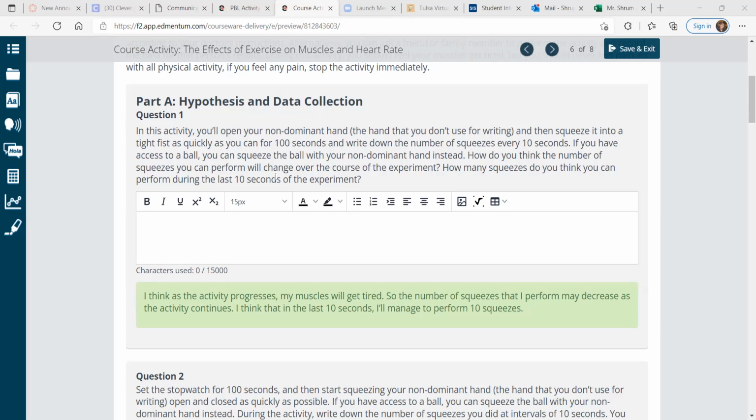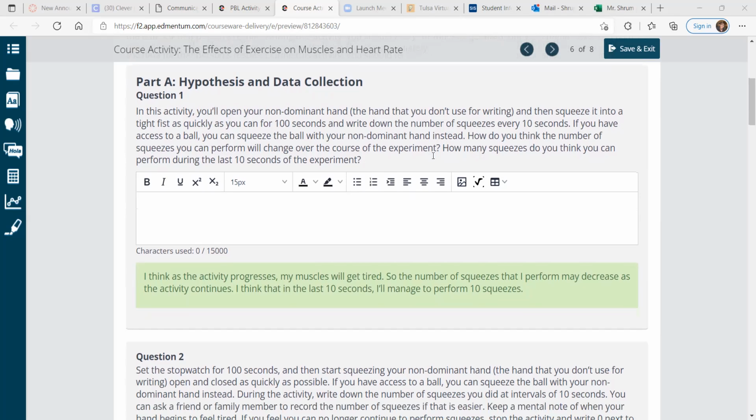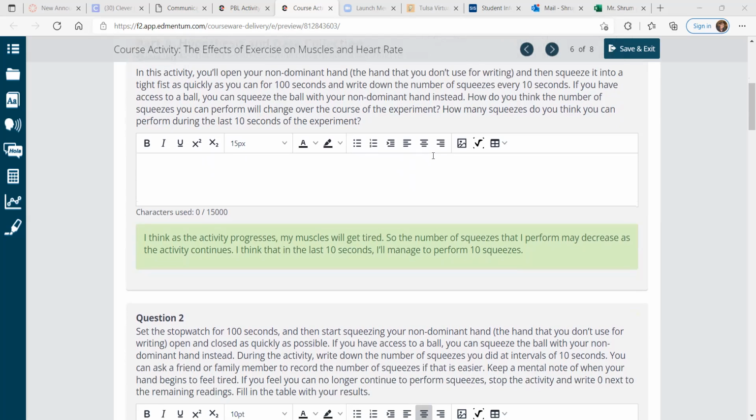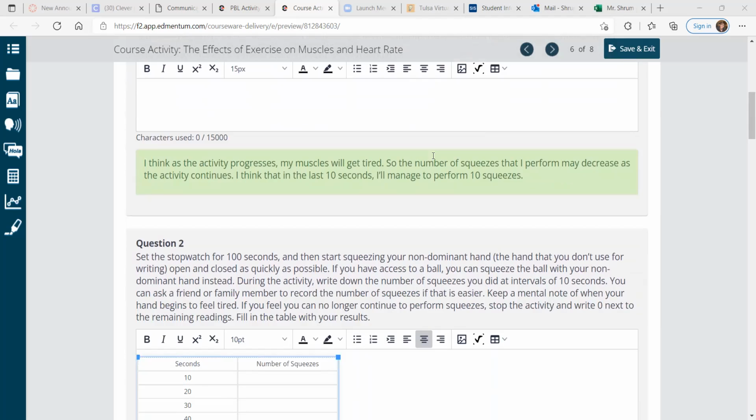And how do you think the number of squeezes you can perform will change over the course of the experiment? Well, I hypothesize that over time, the muscles will get tired and you'll start feeling some type of burning sensation. So, if your muscles are getting tired, the number of times you squeeze the ball or your hand will likely decrease.